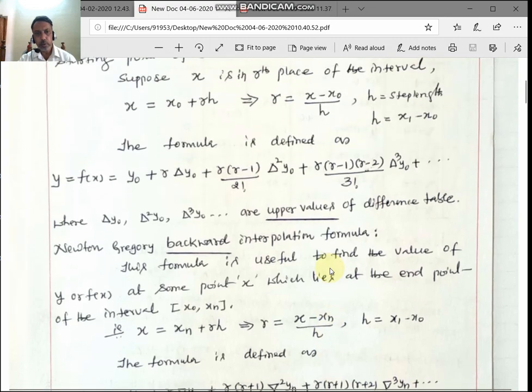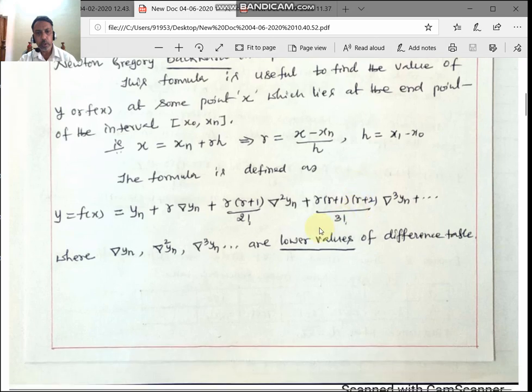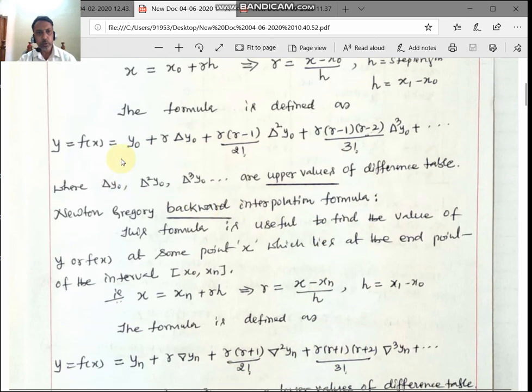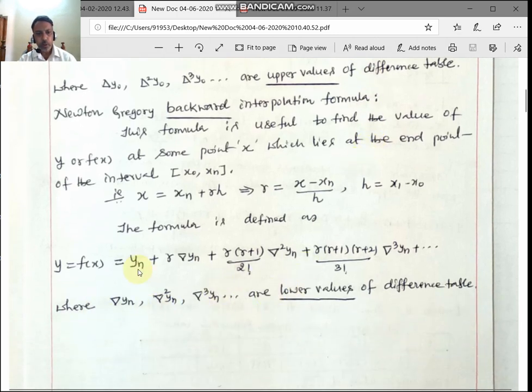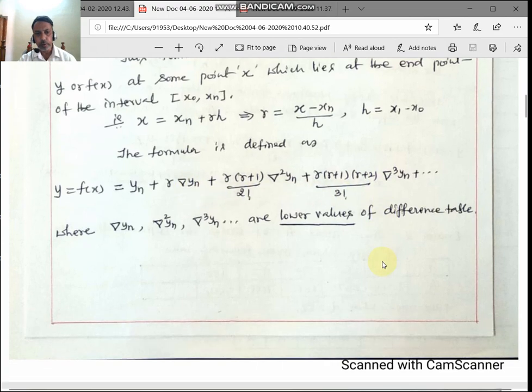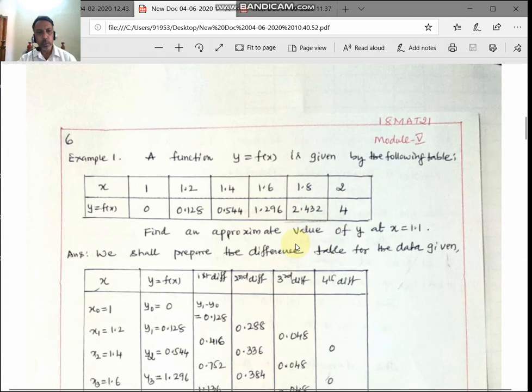We can observe the difference between the forward interpolation formula and the backward interpolation formula. The forward formula starts from y naught, and these are the forward difference operators or forward differences, whereas the backward interpolation formula starts from yn and del yn, del square yn, del cube yn. These are the lower values in the difference table called leading backward differences.